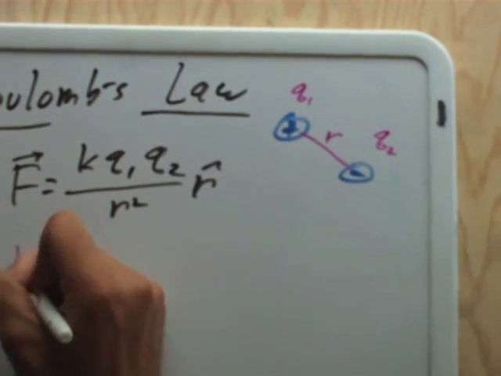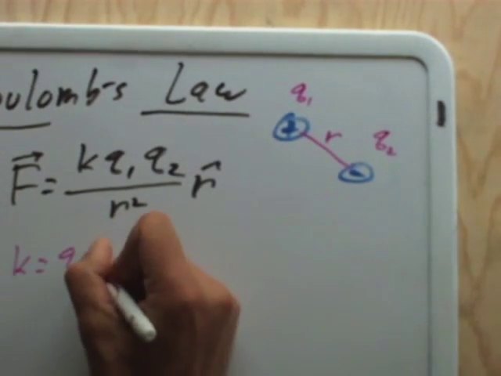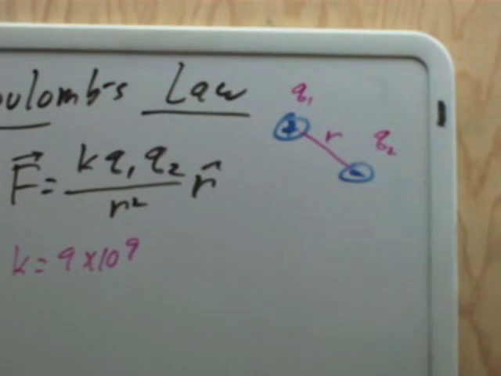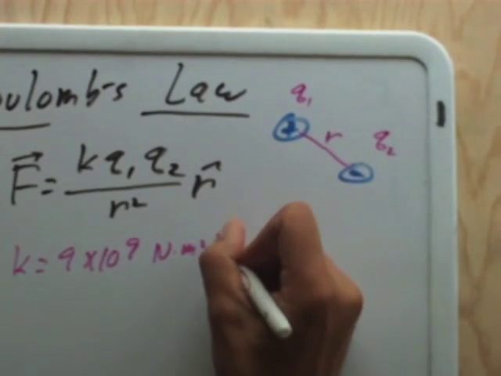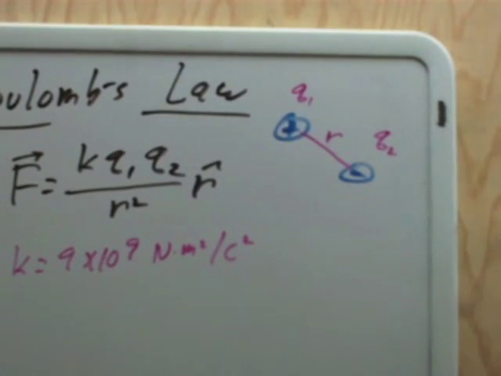K is just a constant here. The value of K is 9 times 10 to the 9th. It's very easy to remember. This has those two 9s in there. And the units of it are a bit of an alphabet soup here, but it's a Newton meter squared per Coulomb squared. Those are sort of the units of it right here.